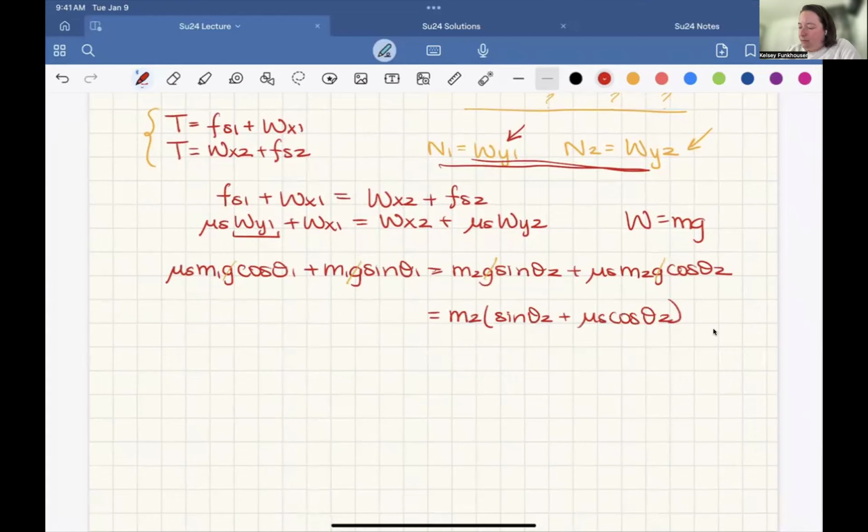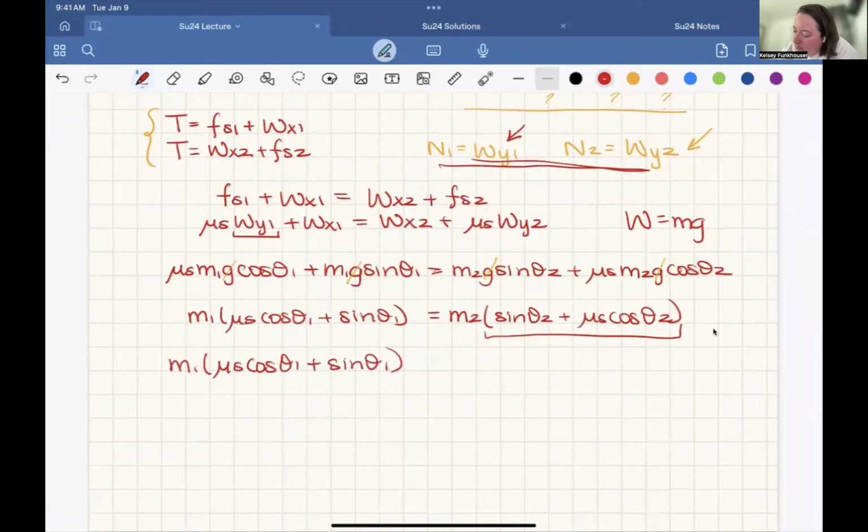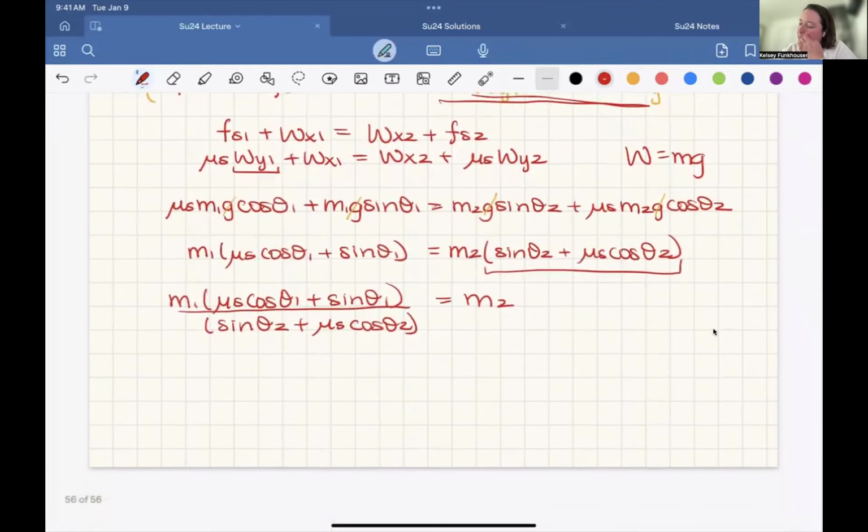We could do the same thing on the other side if we want and factor out mass 1. I mean, it doesn't do that much other than when we're plugging in our numbers, we only have to plug in mass 1 once instead of twice. So it's up to you. So now we can divide this thing in parentheses on both sides and solve for mass 2. So mass 1 times the coefficient of static friction times cosine theta 1 plus sine theta 1, divided by sine theta 2 plus coefficient of static friction times cosine theta 2, is equal to mass 2. And then we'll just plug in our numbers.